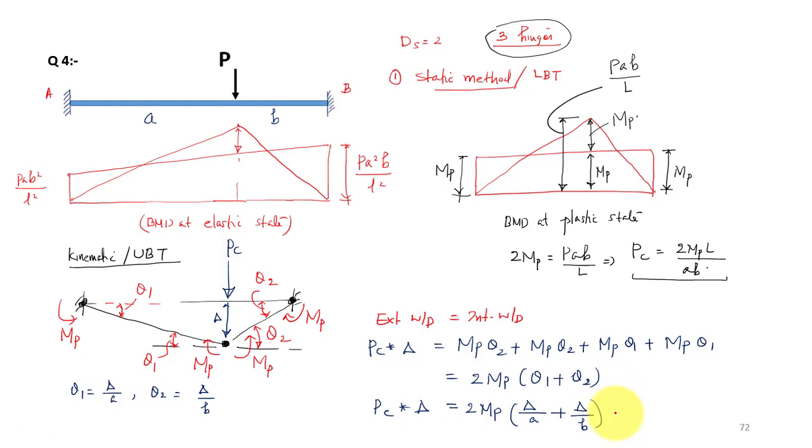So now we can simplify this result, and we get P_C equal to 2 MP L divided by AB. So that is your final solution. The collapse load in this case is equal to 2 times MP L by AB, where MP is the plastic moment capacity of your beam cross section.